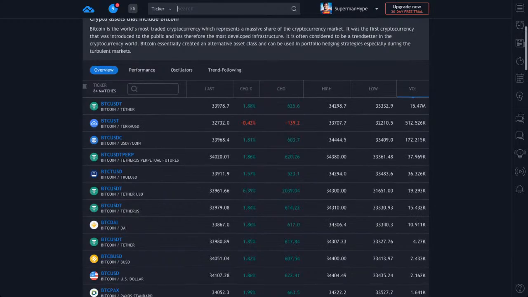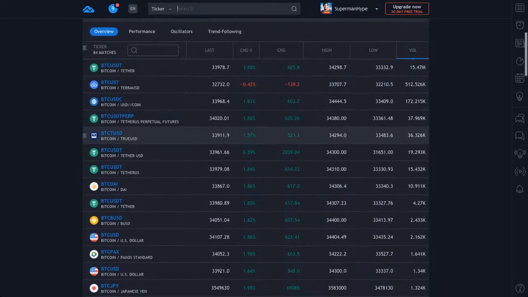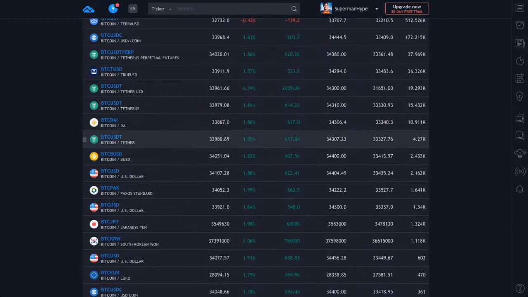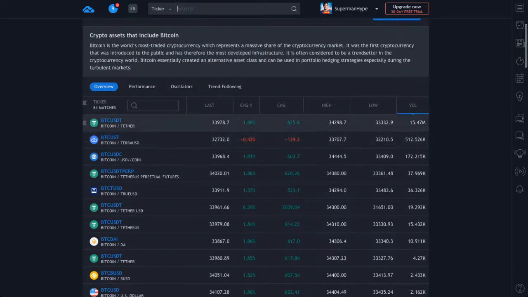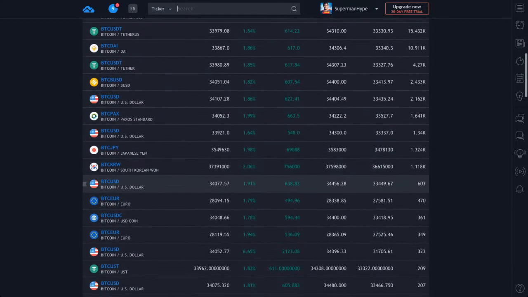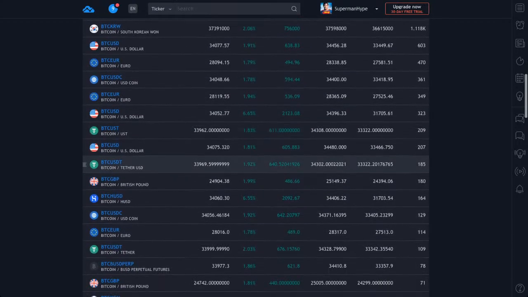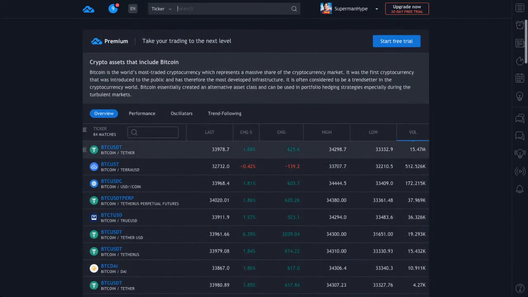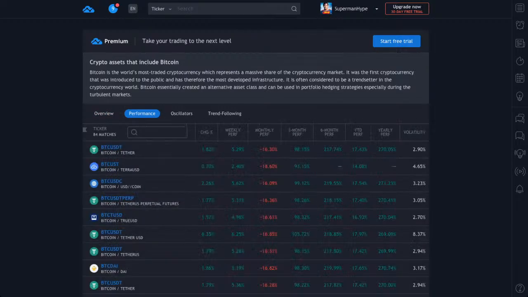So let's have a look. We've got Bitcoin, US dollars, and we've got all these different pairs, and they're all on different exchanges as well. So you can see all these different exchanges here. Most of these are US dollar, and you've got different currencies. Here's the Bitcoin versus the pound. So currently, obviously, it's around about 34,000 US dollars per Bitcoin, and you can see the price change there, 625, so pretty big. You've got some performance indicators here.